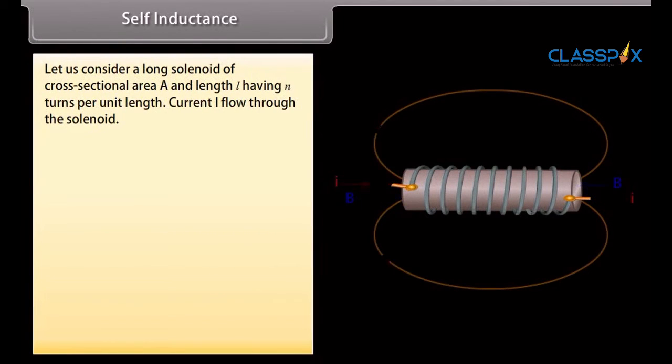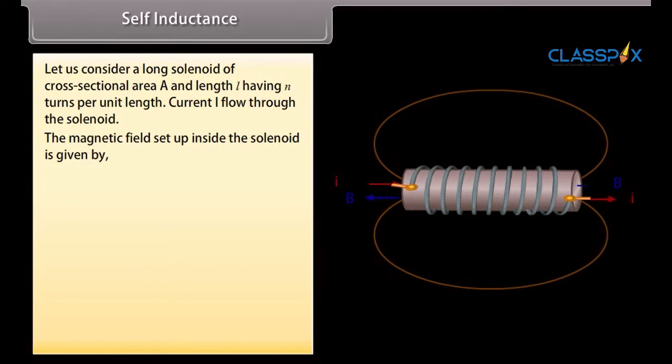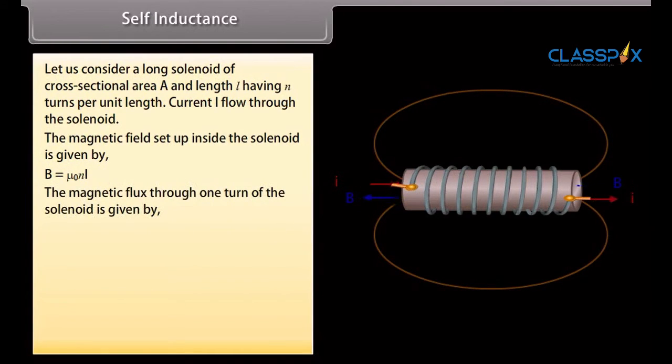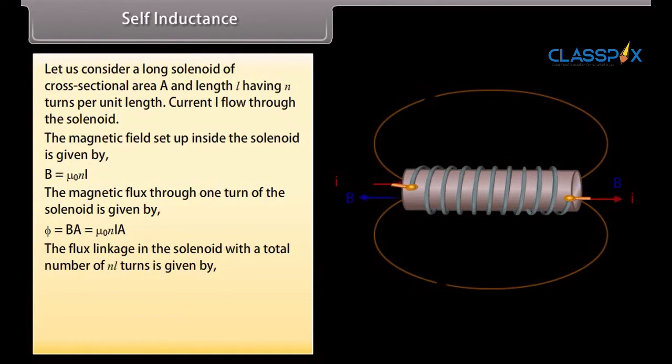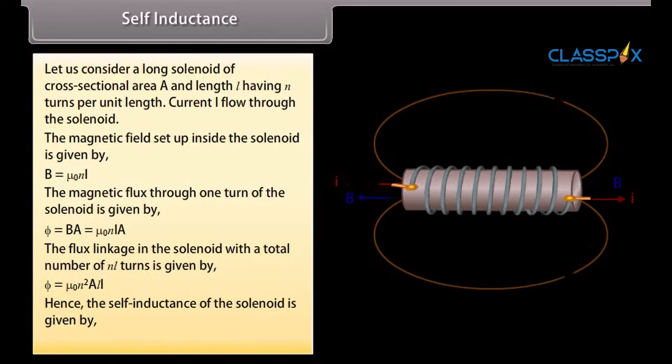Let us consider a long solenoid of cross-sectional area A and length L having N turns per unit length. Current I flows through the solenoid. The magnetic field set up inside the solenoid is given by the product of mu naught, N and I. The magnetic flux through one turn of the solenoid is given by the product of mu naught, N, I and A. The flux linkage in the solenoid with the total number of NL turns is given by mu naught N square A L I. Hence the self-inductance of the solenoid is given by mu naught N square A L.